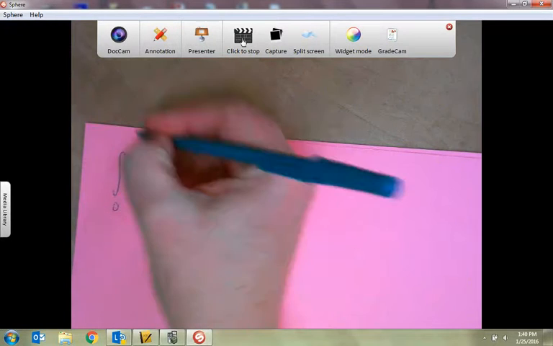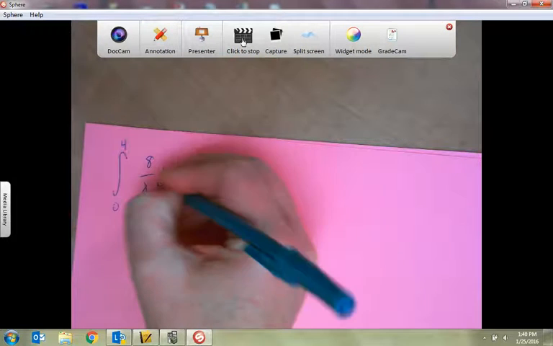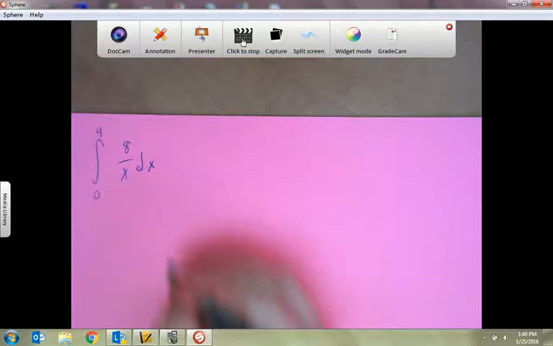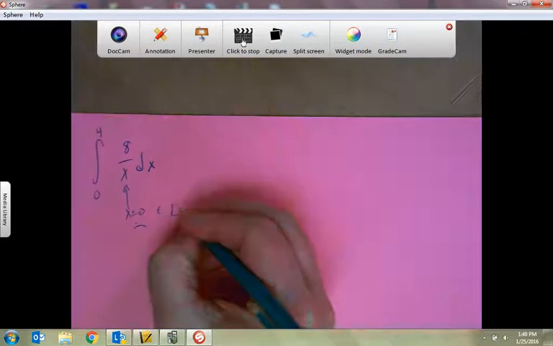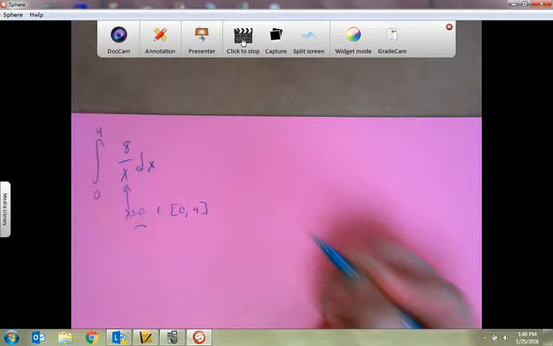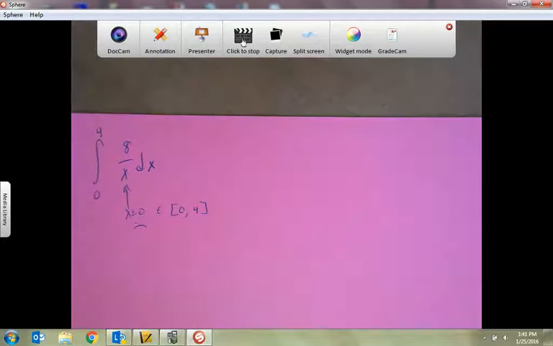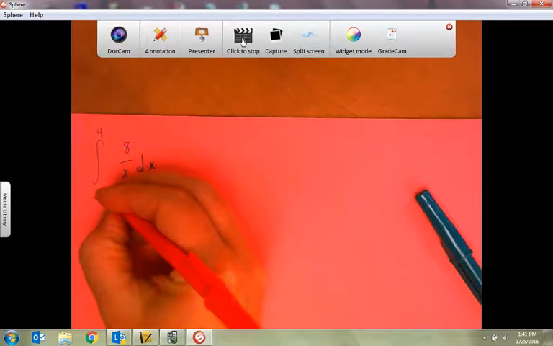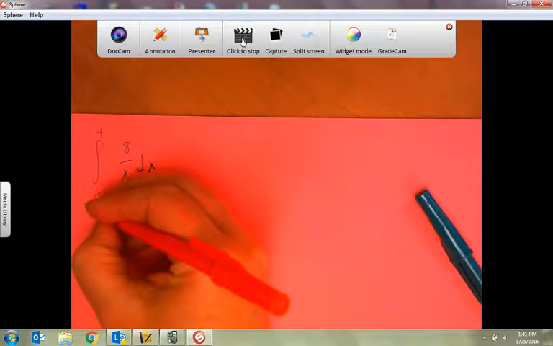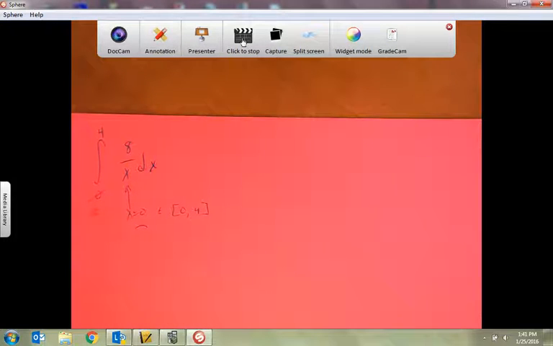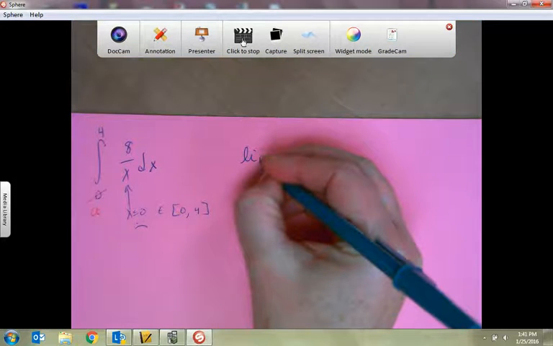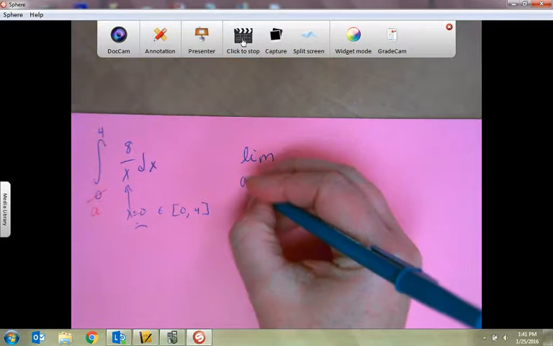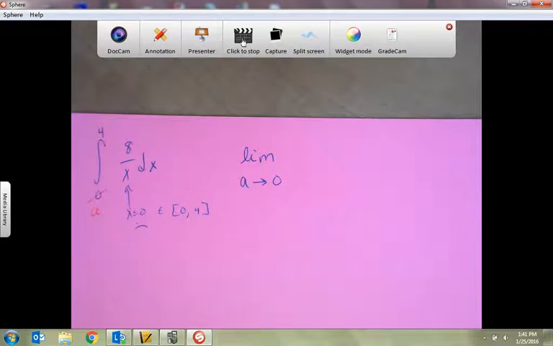So now I'm going to take the limit as a approaches 0, but this is the tricky part. We have to say, are we approaching from the left or from the right? So if I look at this, I start over here and I'm approaching 0, so I'm starting at the right and I'm moving towards the left. So I'm approaching from the right. So we have to put a little plus there.